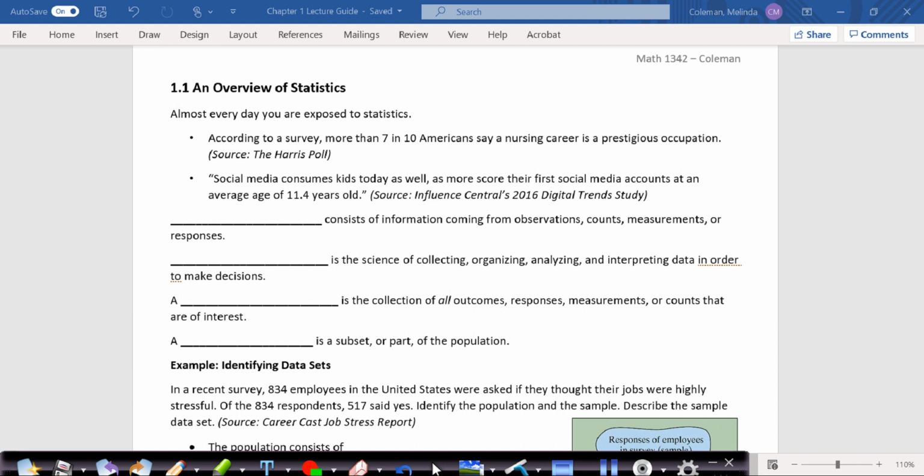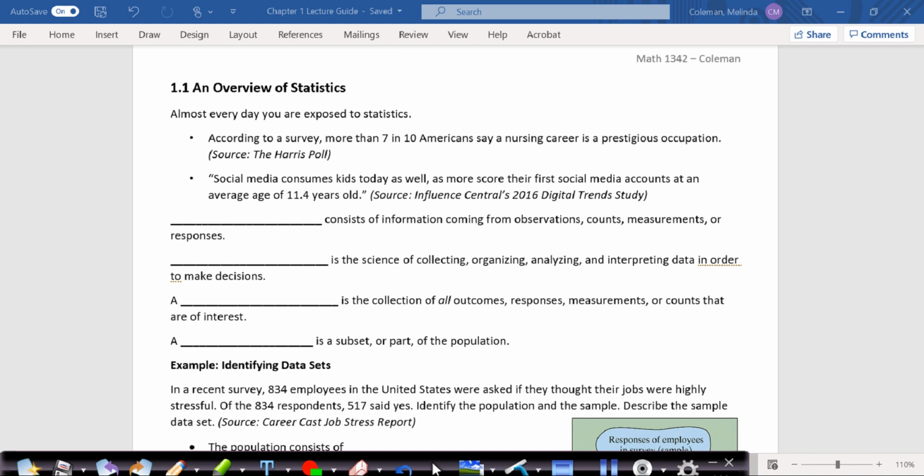Okay, so today we're going to talk about section 1.1, which is just an overview of statistics. Almost every day you're exposed to statistics. For example, you'll see things like, according to a survey, more than 7 in 10 Americans say a nursing career is a prestigious occupation, or social media consumes kids today, as more score their first social media account at the average age of 11.4 years old. These are both examples of a statistic.